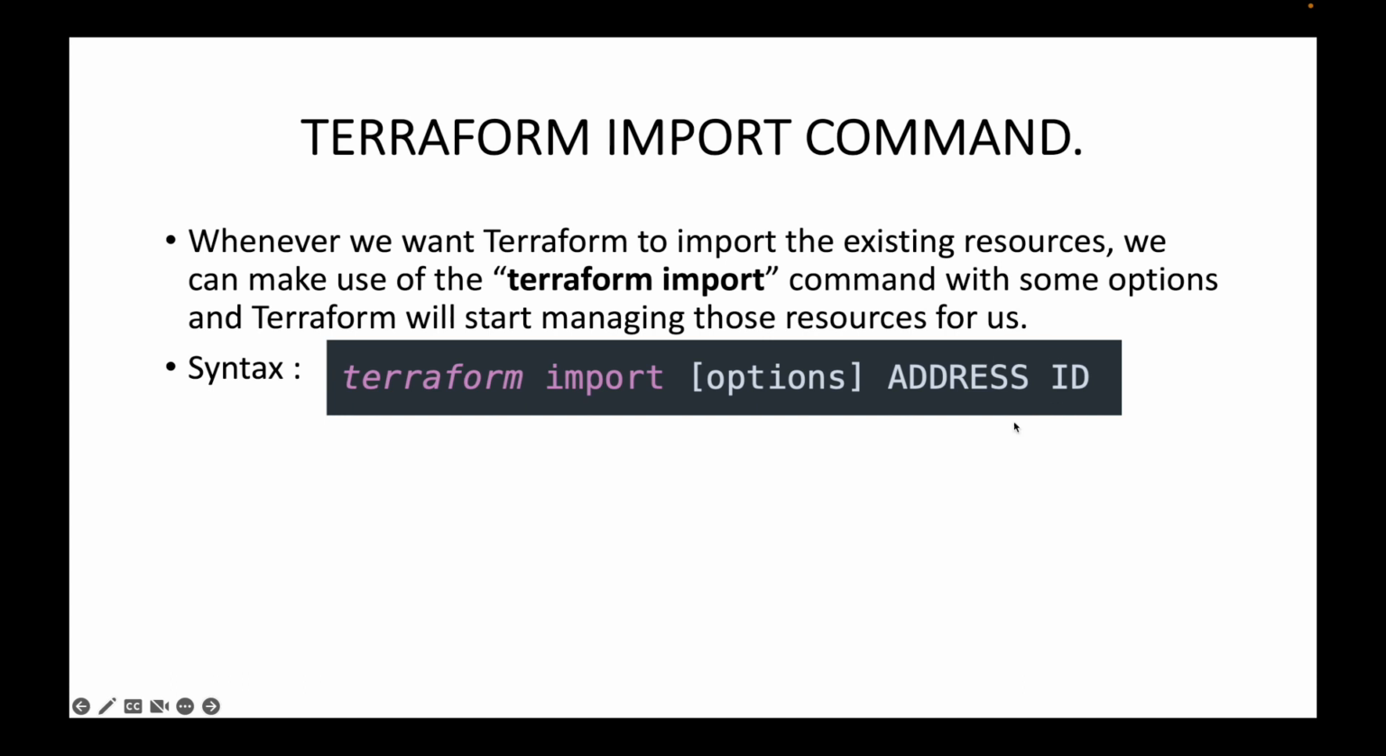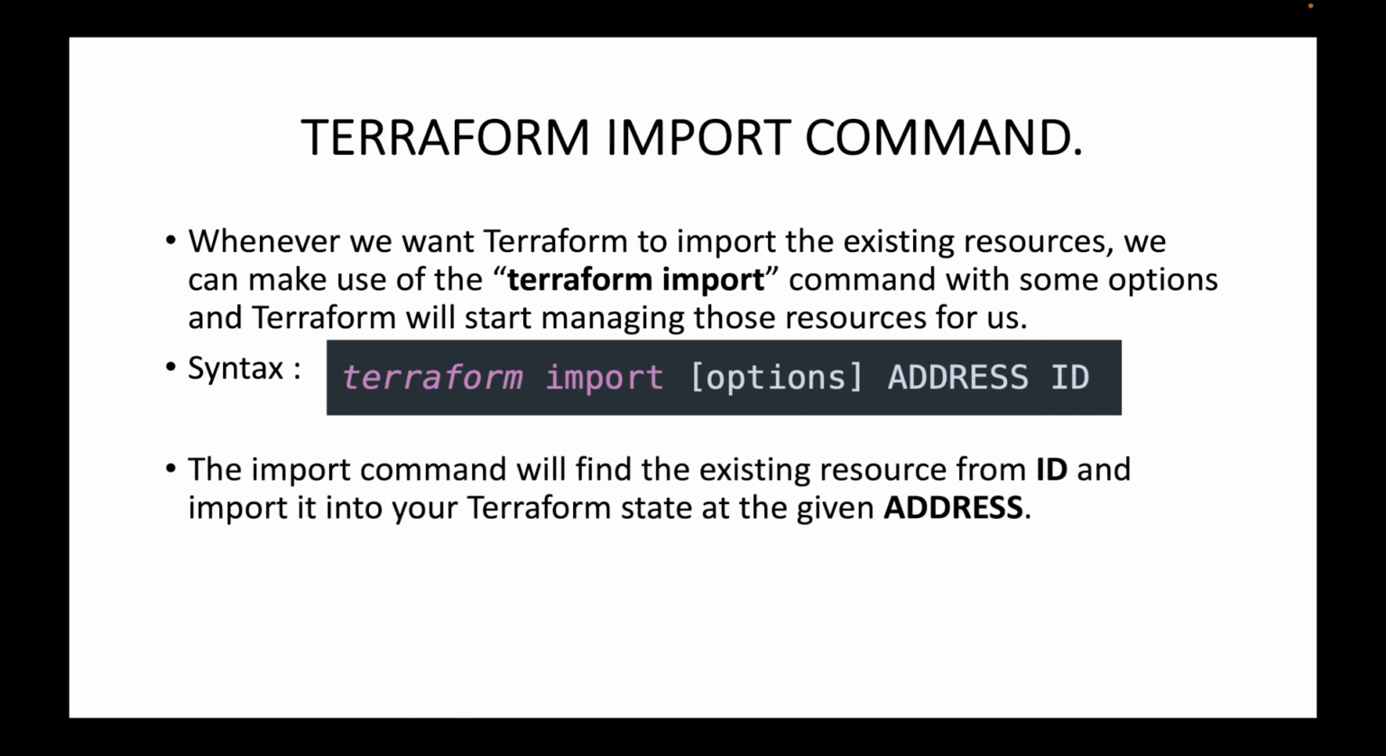Now, what exactly information you need to pass, we will talk about that. The import command will find the existing resource from the ID. So this ID is basically the ID of the existing resource you want to manage. For example, let's say you want to manage an EC2 instance. Now, in this case, the ID will be the EC2 instance ID that you want to manage and import into your Terraform state at the given address.